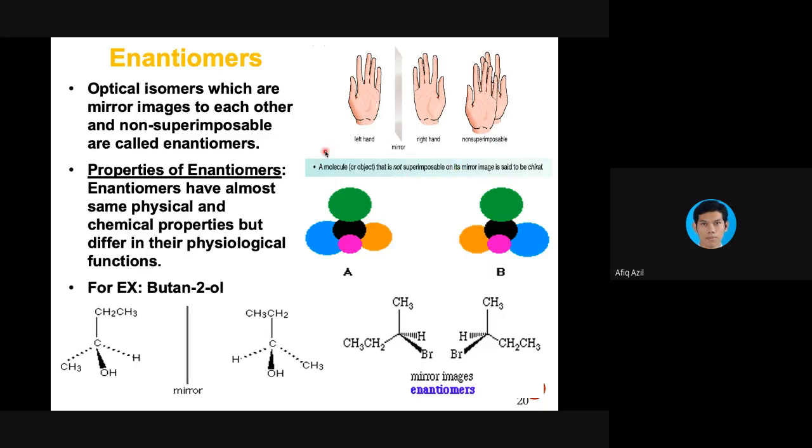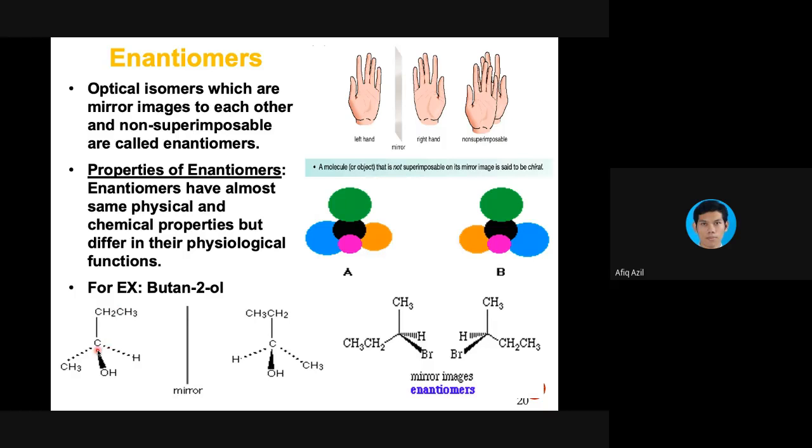Enantiomers will have the same physical and chemical properties, but differ in their physiological functions. That means, let's say once you eat the compound, the left hand will give you a different effect and the right hand will give a different effect. But the physical and chemical properties are exactly the same.